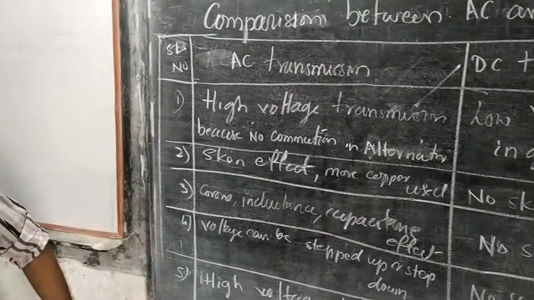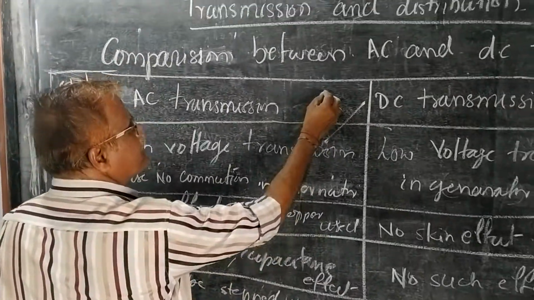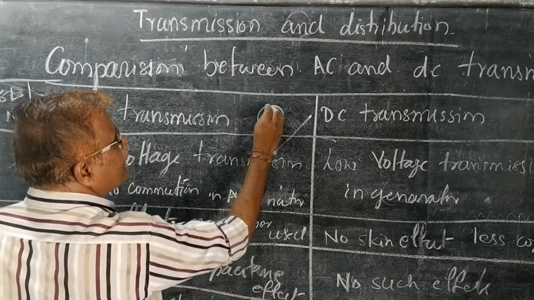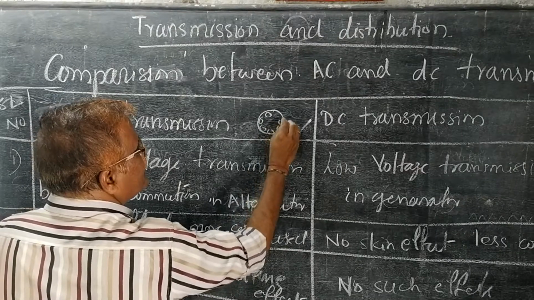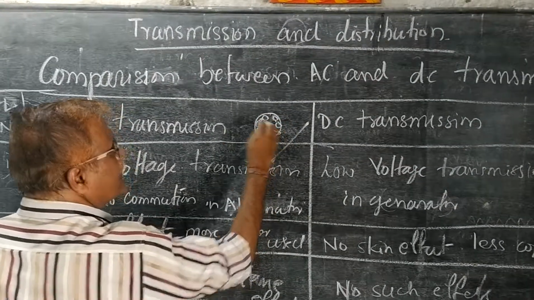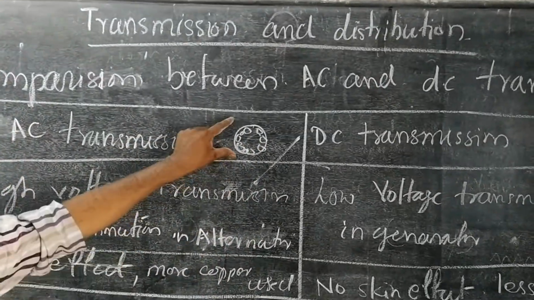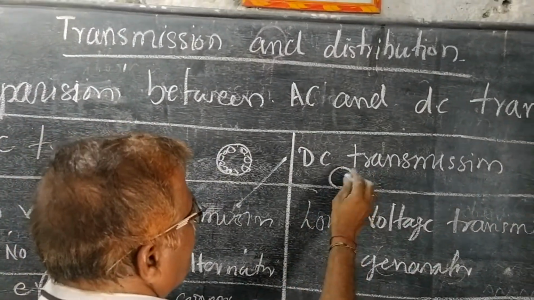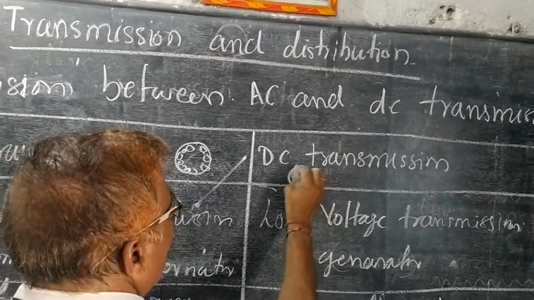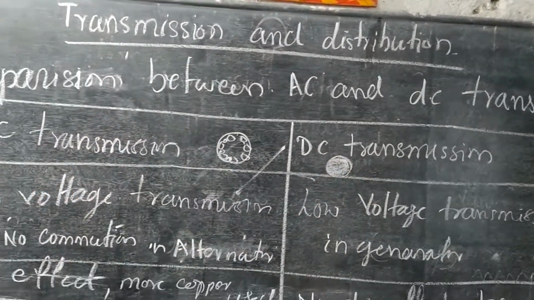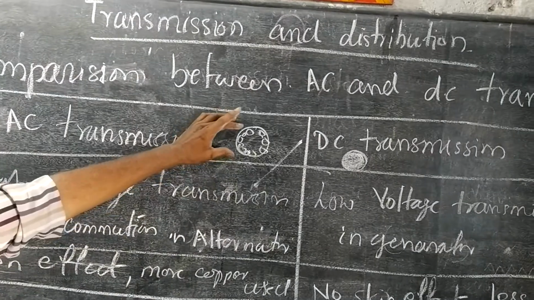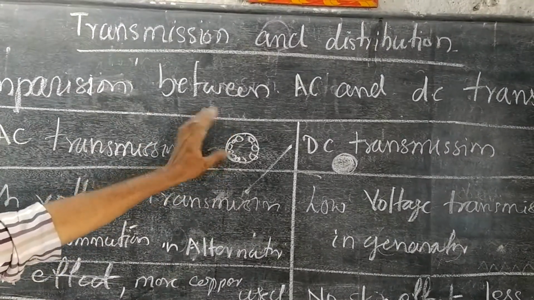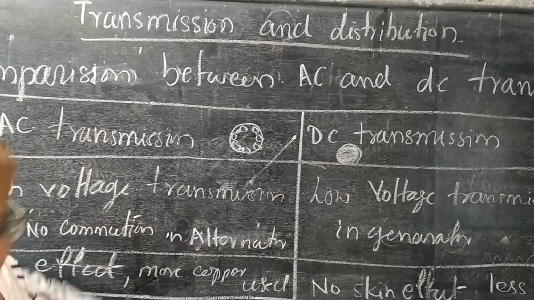The skin effect means, in AC, this is the cross section of the conductor, and the alternating current flows along the circumference of the conductor. But in DC, the current passes all over the cross section area. So due to this skin effect, more copper is used for the same quantity of current in AC compared to DC.